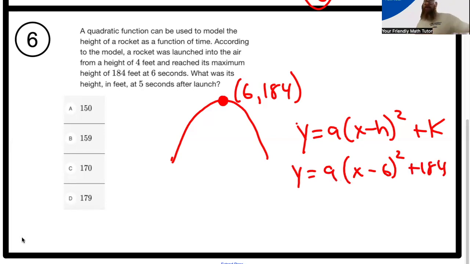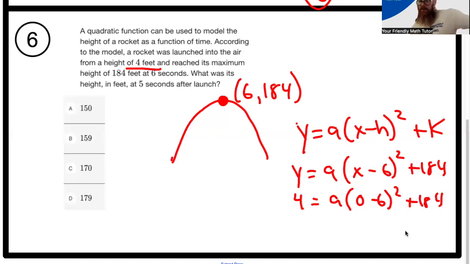Now I want to solve for a. So in order to solve for a, they're going to give you some other information or another point. Well, they're saying it was launched from a height of 4 feet. So that's the initial value. So that means the height is 4 feet when x is 0. All right, so we just have to solve this.